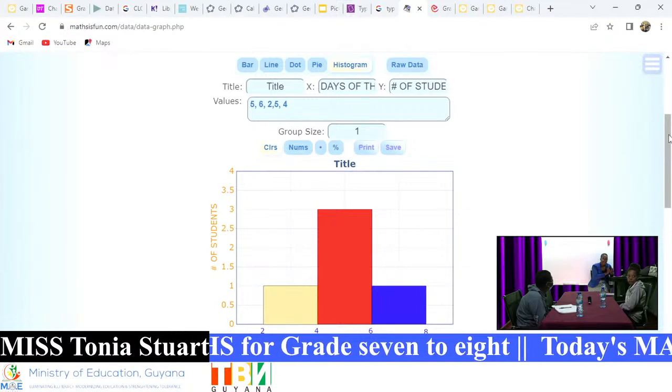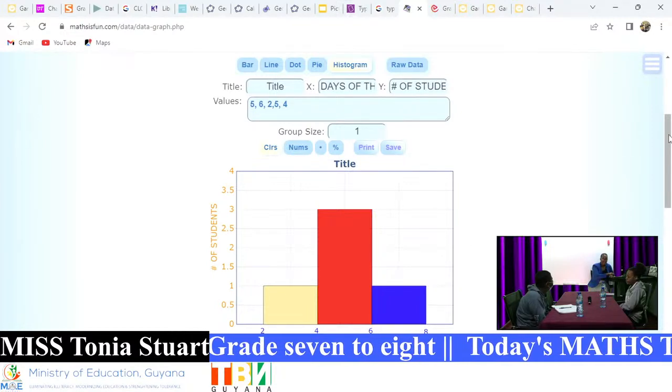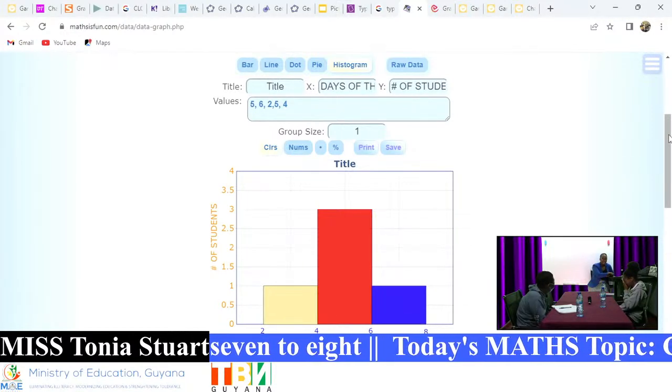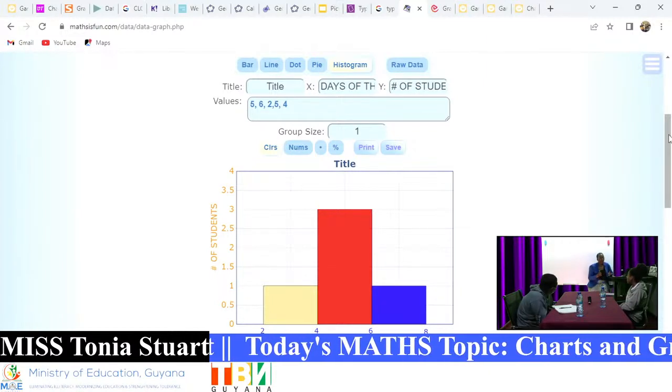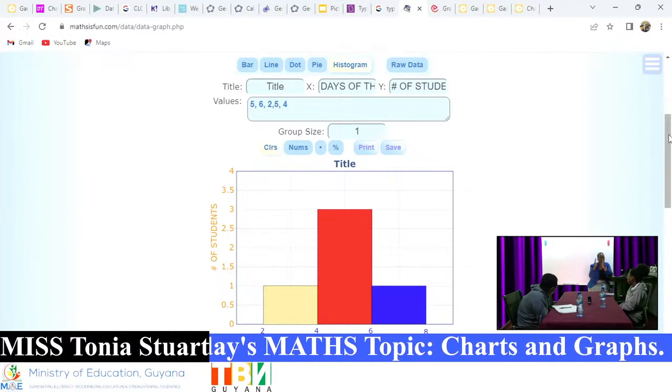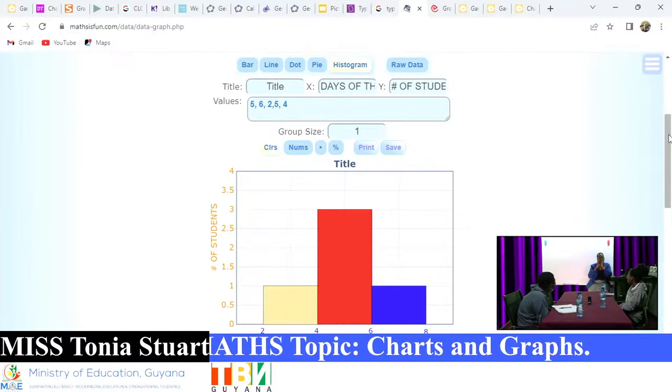They're equally spaced. Agree? They're not touching. But then suppose this one is like this, and this one is like this. Right? They're equally spaced. Right?